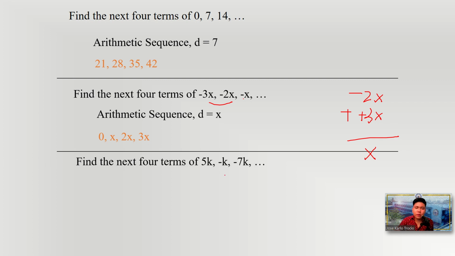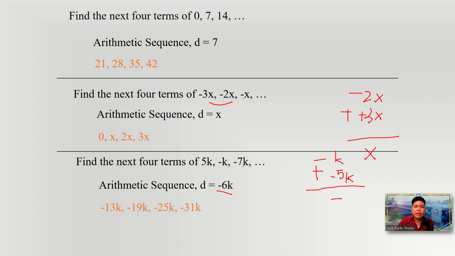And this one too, negative k. Let me check. Negative k minus positive 5k. The common difference is: change, this is positive, it becomes negative, the operation becomes positive, so that is negative 6k. So the common difference is negative 6k. Let me write it here. Negative 7k plus negative 6k, negative 13k plus negative 6k, and so on. It goes on and on and on.